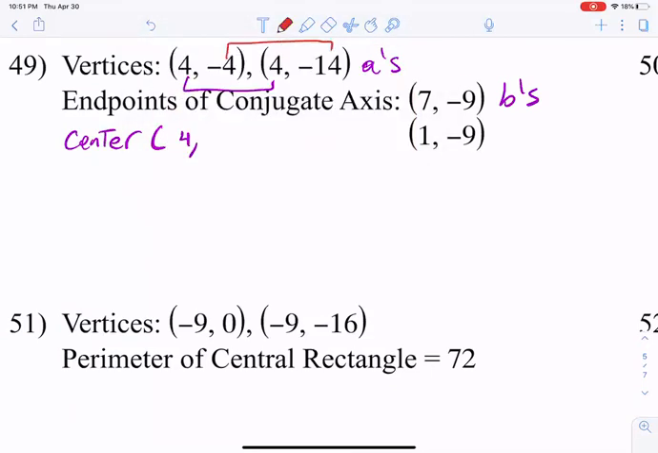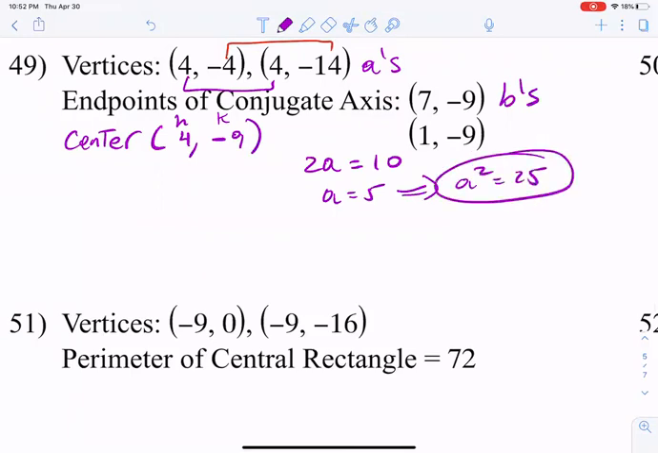From negative 14 to negative 4, that will be 10 units. So 5 units will be negative 9. So this is negative 9. 5 units to the right of negative 9 is negative 4, and 5 units to the left of negative 9 is negative 14. So that's the center. This is h, k. So I found h, k. Now we need to find out what a is. 2a equals 10, right? We said that before. So a is 5, which implies that a squared is 25.